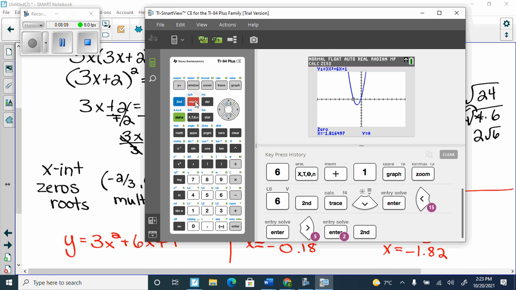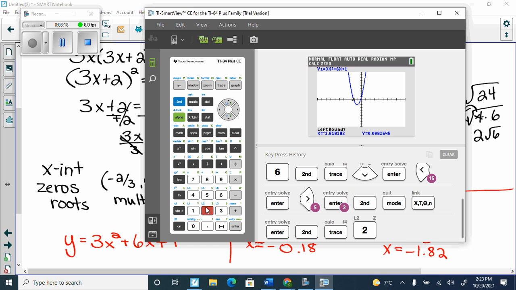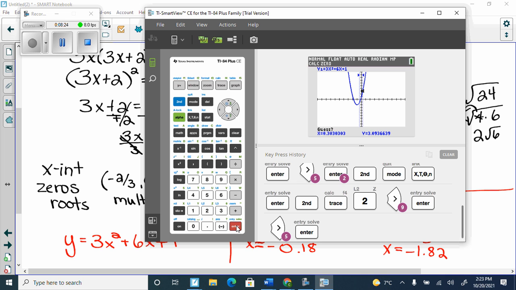Oh my goodness. Now if we want it on our main screen, we can go x-enter, and there it is. Remember, we can pull it up onto our main screen. Then second trace, number 2. On the left of that x-intercept, on the right of that x-intercept, enter.